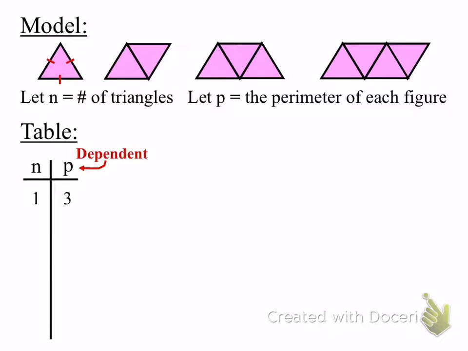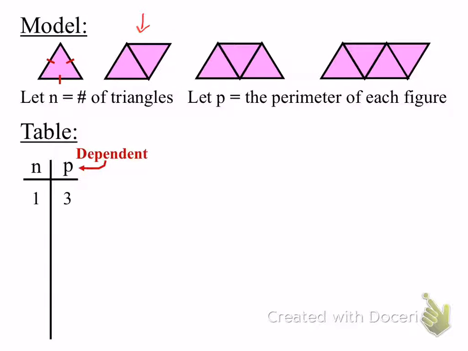Okay, next one. Leo. What am I going to put next? What am I going to input for my next domain and get an output for my range? I'm looking at this right here. So what is my number of triangles? Because N stands for, notice I defined my unknowns. Do you guys see that? I'm not making you guess what N and P stand for. I drew the picture, I defined my unknowns, now I'm making the table.